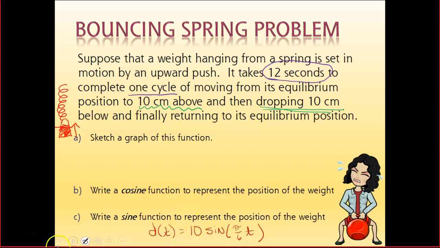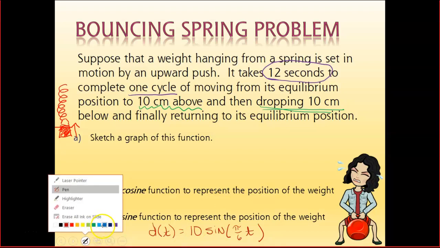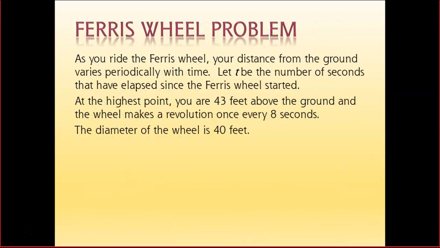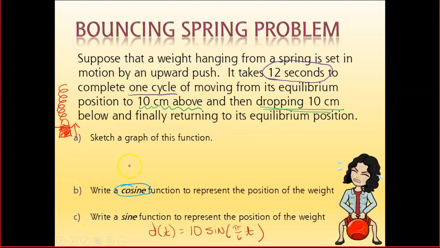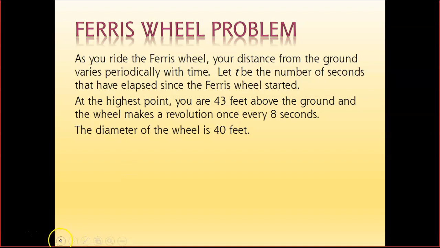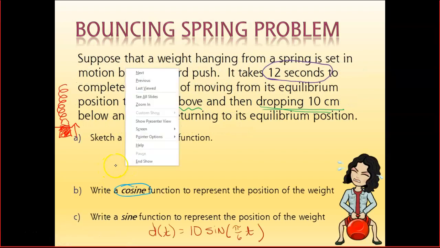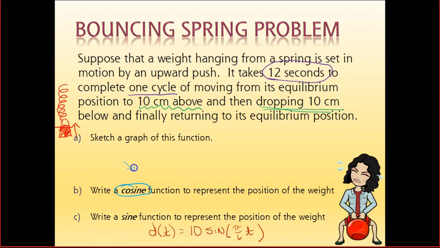In order to get my cosine function, I have to look and see what has changed. For cosine, I want my graph to start at the top and go down, to the down, to the up, to the up. That's what I want for cosine.